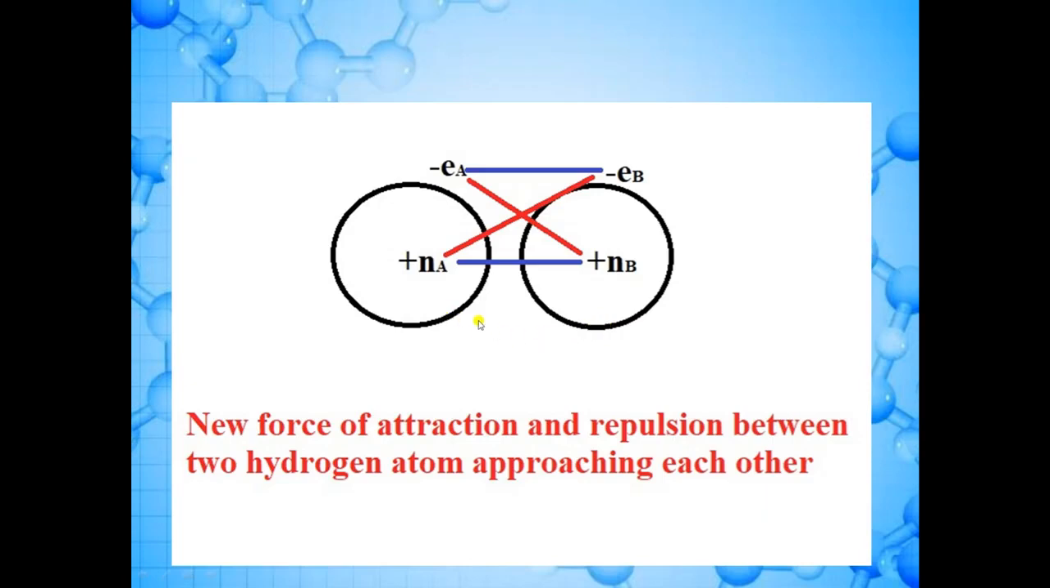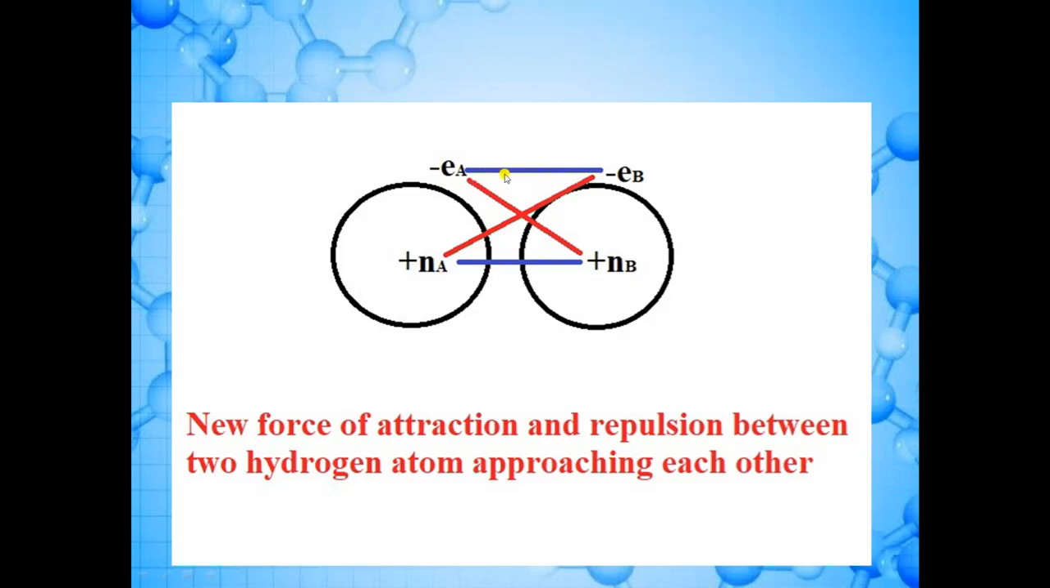When these two hydrogen atoms are very far apart from each other, then there is no force of interaction. But when these two atoms come near to each other, then new forces arise between them. This is the nucleus of A atom, which is hydrogen, and this is the electron of the same atom. Here, Nb is the nucleus of the second hydrogen atom and Eb is the electron of the second hydrogen atom. So when these two hydrogen atoms approach each other, then there will be a force of attraction as well as a force of repulsion between them.